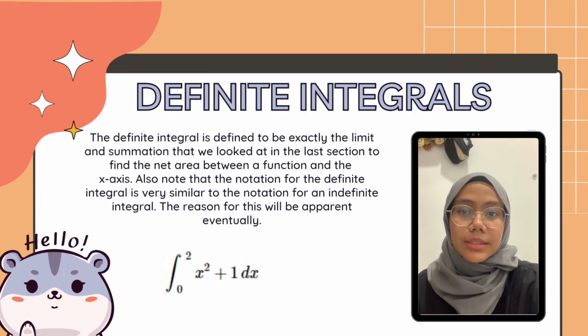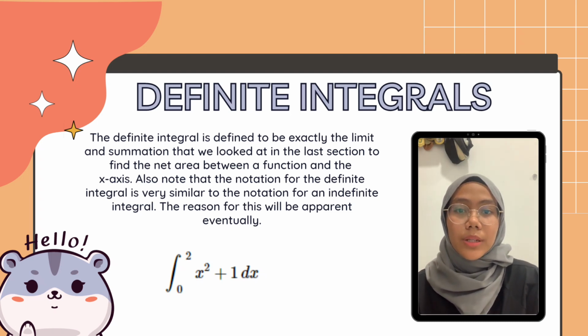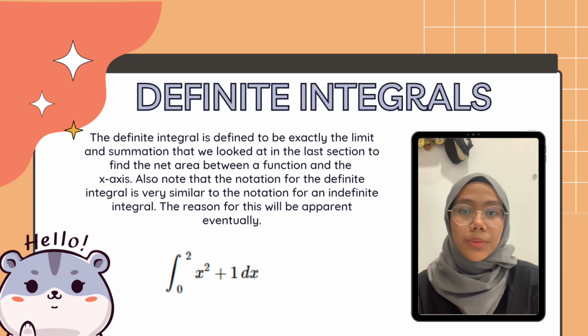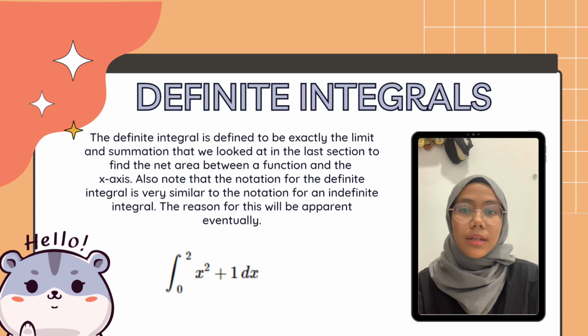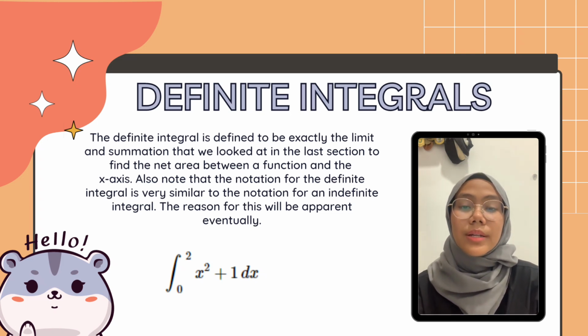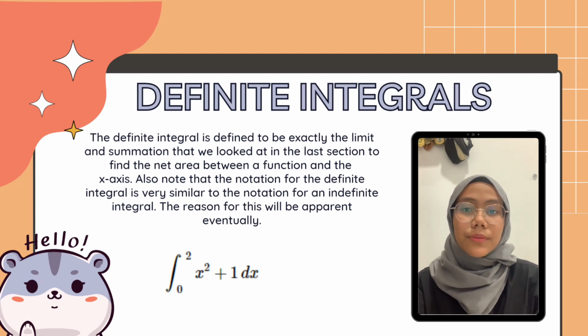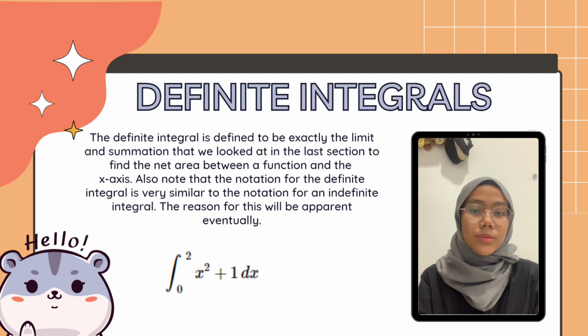So next is the definite integral. The definite integral is defined to be exactly the limit and summation that we looked at in the last section to find the net area between a function and the x-axis. Also note that the notation for the definite integral is very similar to the notation for an indefinite integral. The reason for this will be apparent eventually.